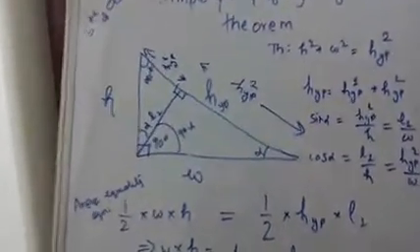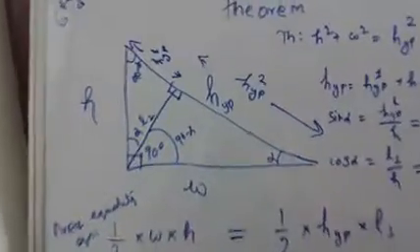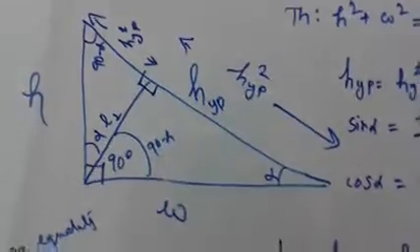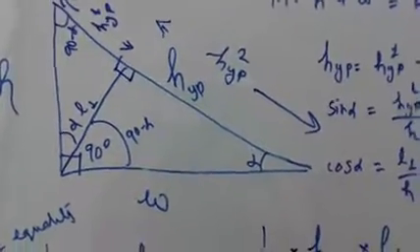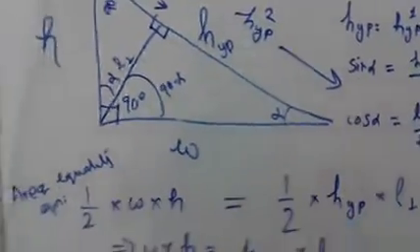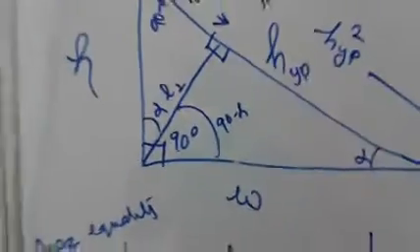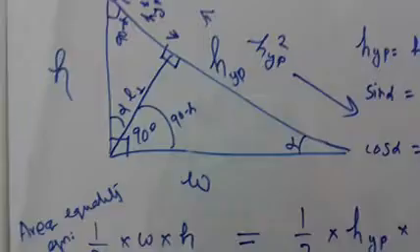We just use basic relationships. What relationships do we use? We use the area relationship. Now look at this triangle. If you want to find the area of this triangle, naturally you will start by using this formula. Area is equal to half into w into h. That's the natural instinct. But that's not the only way.